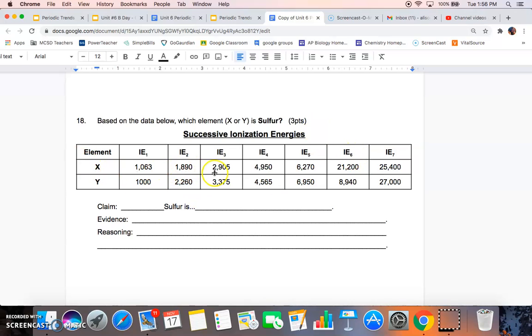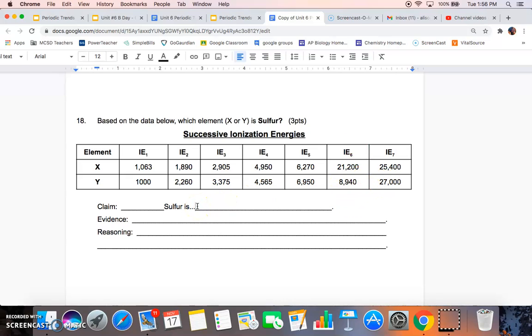So I'm just going to look through them. X, all right, I have these kind of small jumps. Then there's a big jump, 6,000 to 21,000 after the 5th electron. So not really what I'm looking for, so I'll check out Y. Y has these small increases, and then I have this big jump from 8,000 to 27,000 after that 6th electron. So I know sulfur has 6 valence electrons, and that's when I see that jump happening.